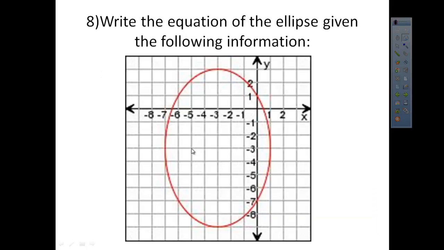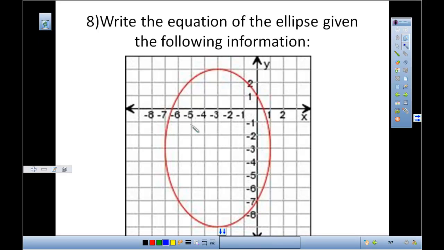Now let's look at one last example before I give you your last problem for homework. Let's say we're given a graph, and we need to write the equation of the ellipse. Unlike our parabola, even though we don't have our focus and other things graphed, we can actually find the key points that we need. We can look at this graph and see that my major axis is obviously going to be a vertical major axis, and I'm going to have a horizontal minor axis.